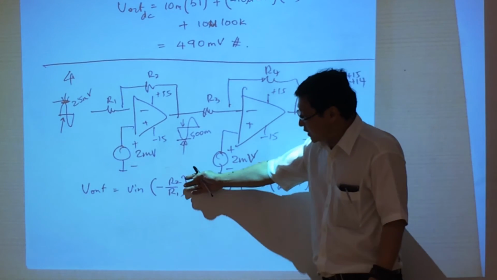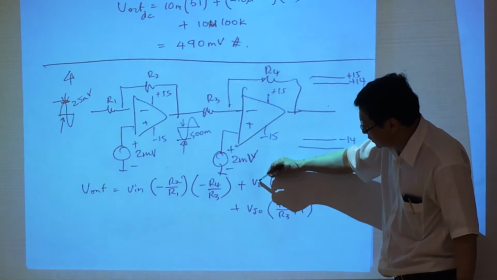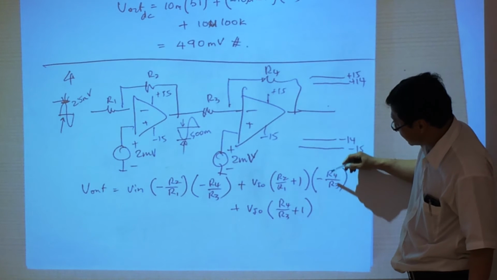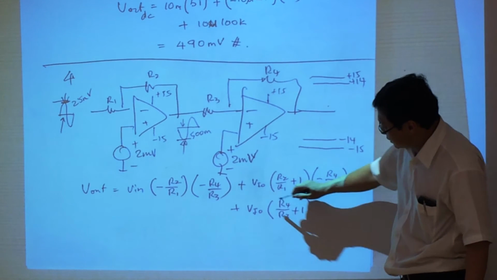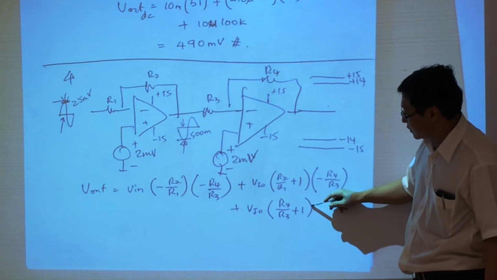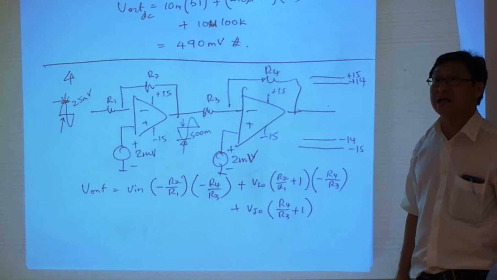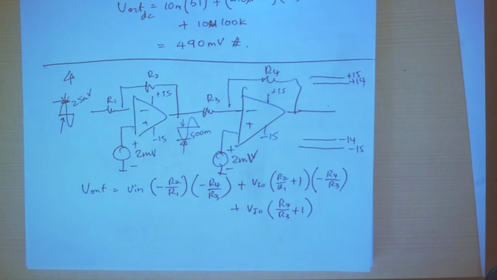If V in is not there, this offset is negative because there's a minus sign here. This offset is positive. Which of these 2 terms is larger in magnitude? The second or the third term?